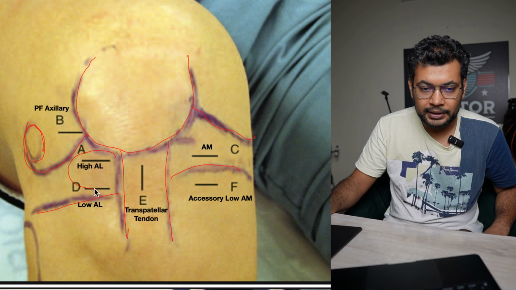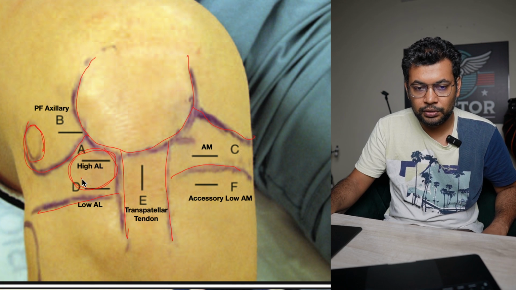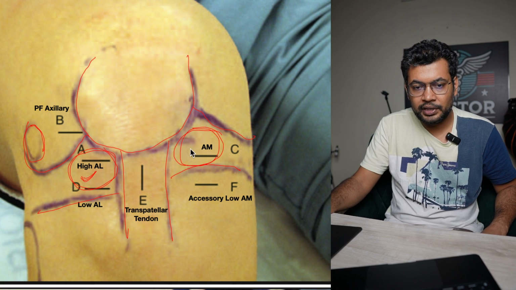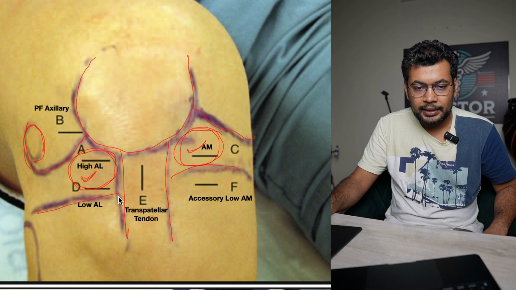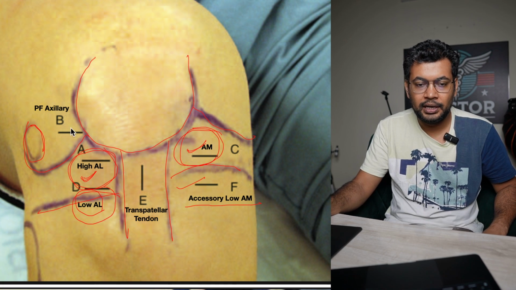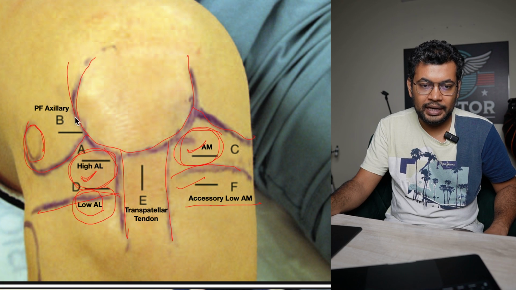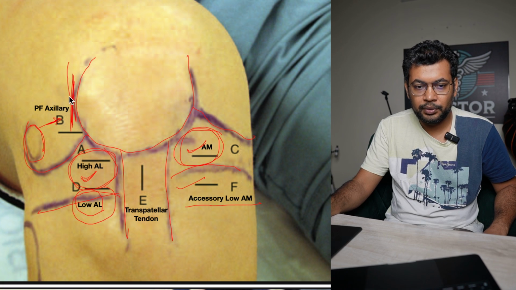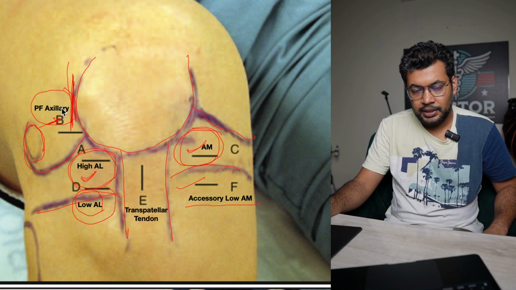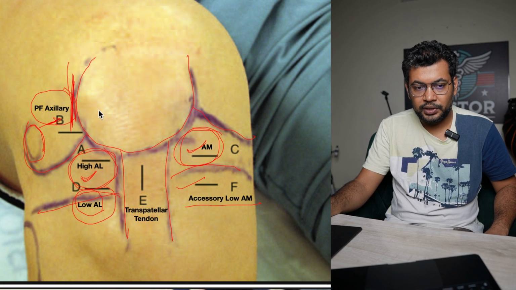In this area we create a portal that is called the anterolateral portal. Similarly, on the medial side, in this area we create the anteromedial portal. The portal on the lower side, on the lateral side, is the low anterolateral. Similarly, on the medial side, it is called the accessory low anteromedial portal. On the lateral border of the patella, anterior to the femoral epicondyle, this portal is the patellofemoral axillary portal. So these are the portals that we see on the anterior aspect of the knee.